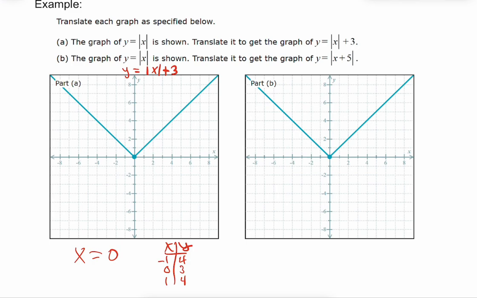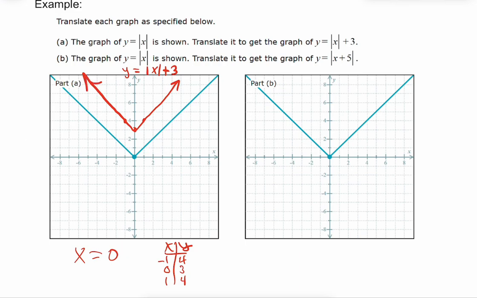We're going to start at -1. We're going to go up 4. Then at 0, we're at 3. And then at 1, we're at 4. Now, the paths of each side are perfectly linear. So however they line up, pretend like that's a line. And so this portion of it goes here. This portion of it goes here.